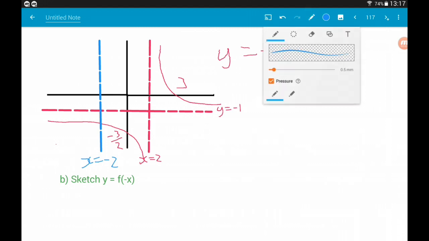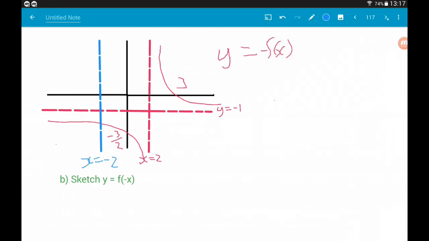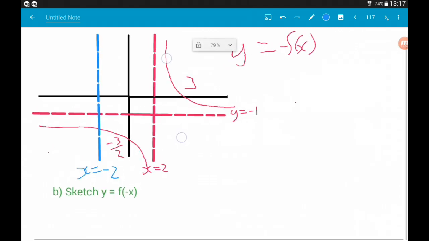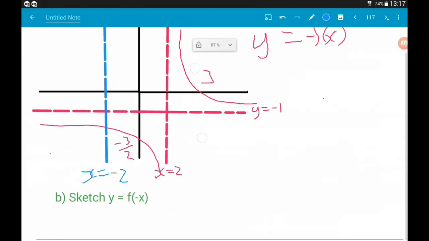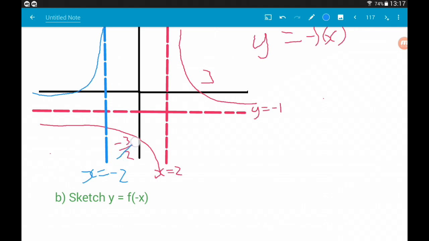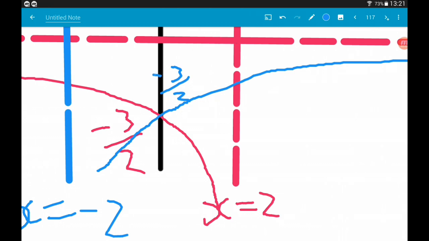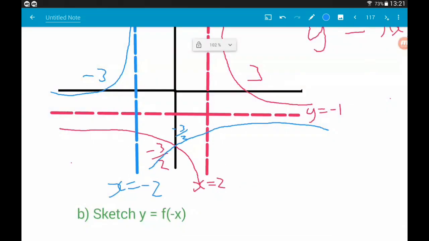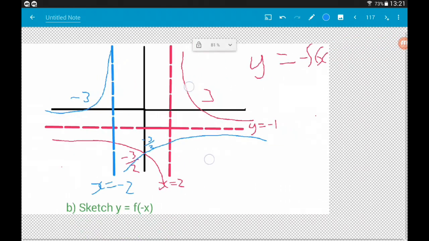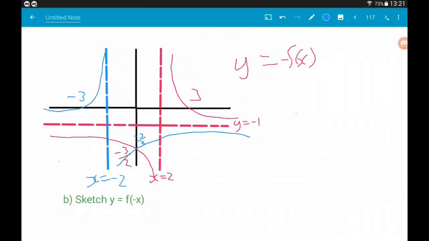So what's going to happen this time then is, remember the graph is being reflected in the y-axis, so it's going to look something like this. So our y-intercept stays exactly the same down here at minus 3/2, and the x-intercept has been reflected from positive 3 over to minus 3. So, there it is. Hope that's right for you guys.